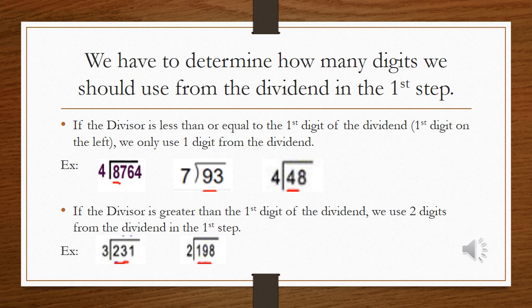If the divisor is greater than the first digit of the dividend, we use two digits from the dividend in the first step. For example, 231 divided by 3. 3 is greater than 2, so we have to use the 23 in the first step. Another example, 198 divided by 2. 2 is greater than 1. The divisor is greater than the first digit, so I have to use the 19 in the first step.